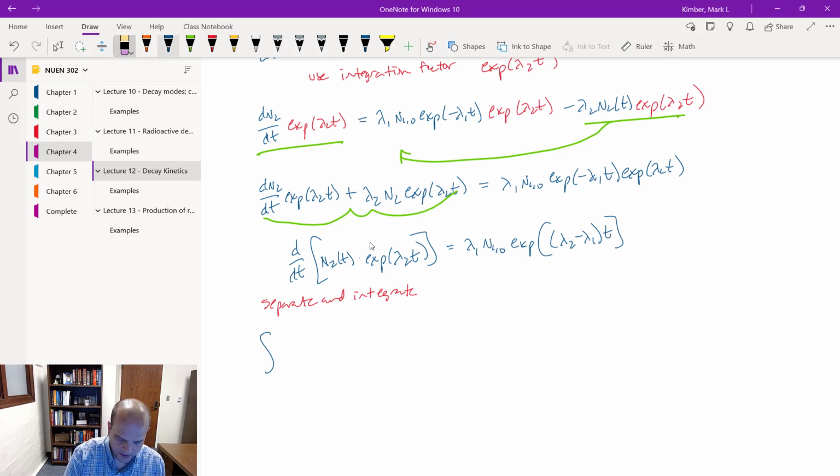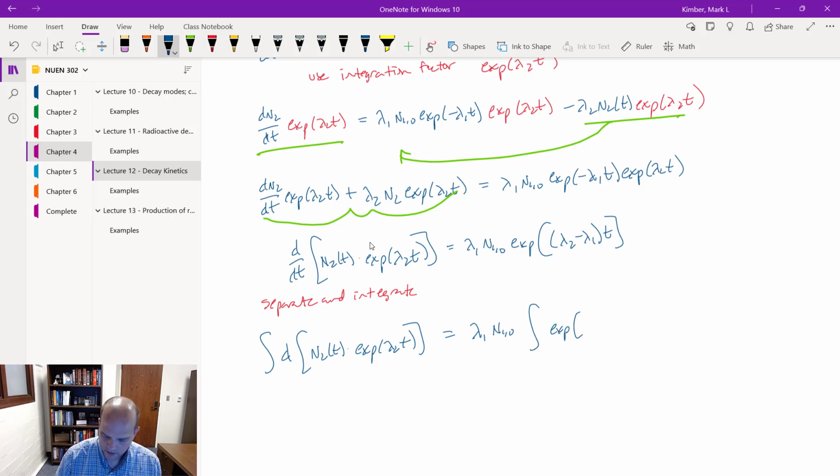I'm going to integrate this expression here, which is just d of n2 of t exponential lambda 2t. And here I'm going to bring the lambda 1, the initial inventory of isotope 1, out, and then I'm going to integrate the exponential of lambda 2 minus lambda 1 t. And I have the dt over there. This, of course, is going to go from 0 to t.